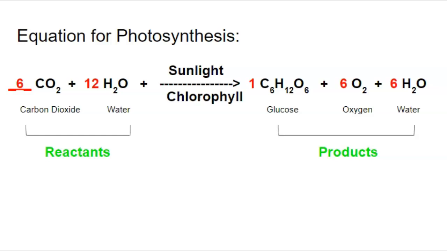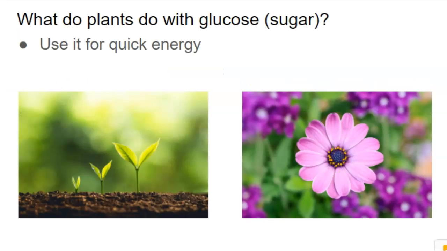So once plants have this sugar, we've talked a little bit about maple syrup, right? It has sugar in it. So we have to produce this sugar. What do plants do with this sugar? Well, there's a couple different things they can do, and that's what we're going to look at next. So what do plants do with glucose, or with sugar?